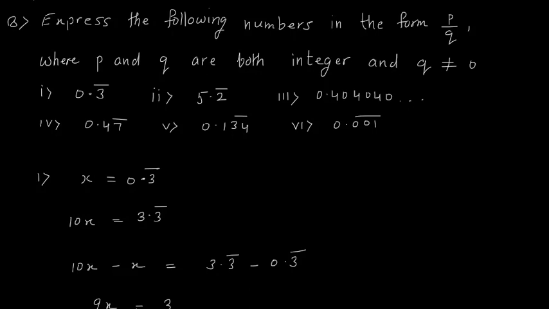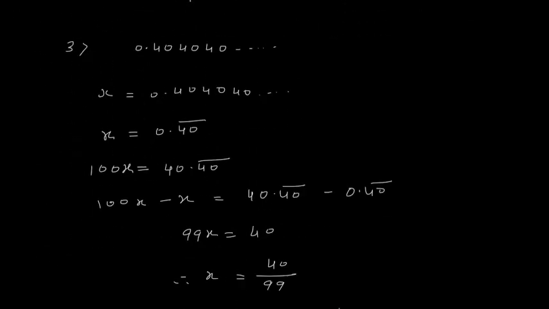Fourth question is 0.47 bar. Now the next question is 0.47 bar. Now here bar is not on 47, it is on only 7. So what I will do, I will first consider this as x is equals to 0.47 bar, then I will multiply this with 10, so I get 10x, and 10x will be equals to 4.7 bar.